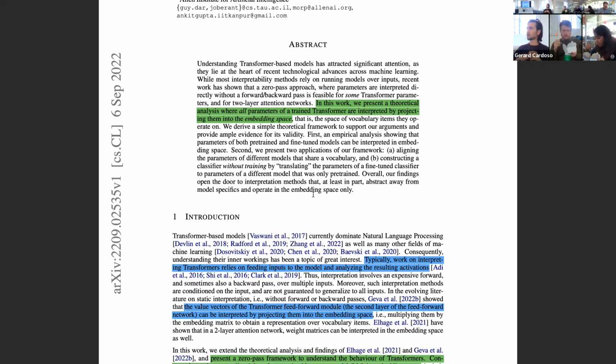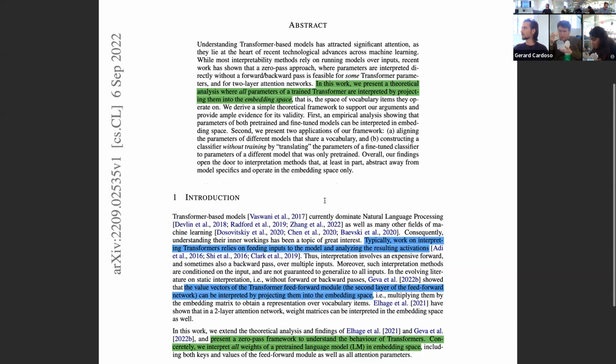So you can interpret the parameters of two models trained on the same vocabulary. But also really cool, you can do this thing called stitching, which allows you to construct a new classifier for a new task without actually training on any data, by taking the parameters from one and projecting across the embedding space to the other model. But we'll dive into those.